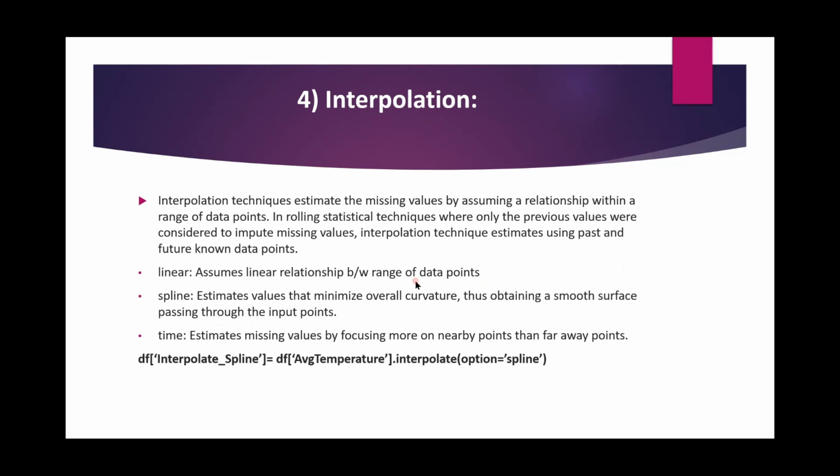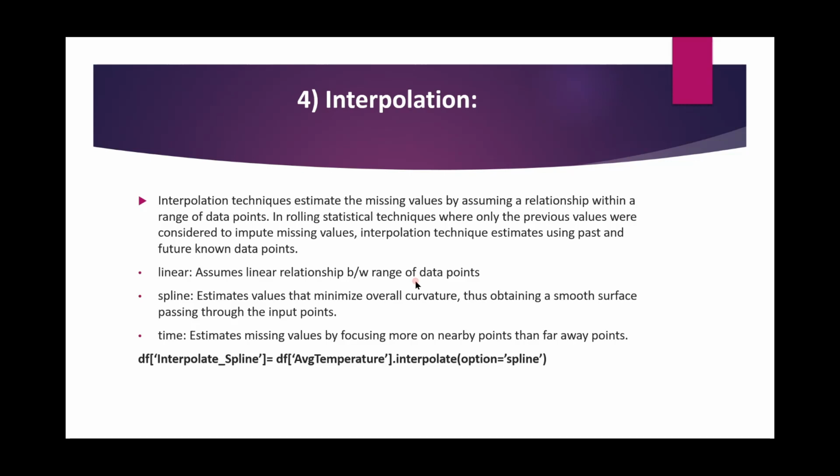Interpolation. This method is best applicable for data with trend and seasonality. Here the missing value is imputed with the average of the corresponding data point in the previous seasonal period and the next seasonal period of the missing value. It is also known as seasonal plus linear interpolation. This technique estimates the missing values by assuming a relationship within a range of data points. There will be 3 kinds of relationship: linear, spline and time. Linear assumes a linear relationship between a range of data points. It can be an increasing trend or a decreasing trend.